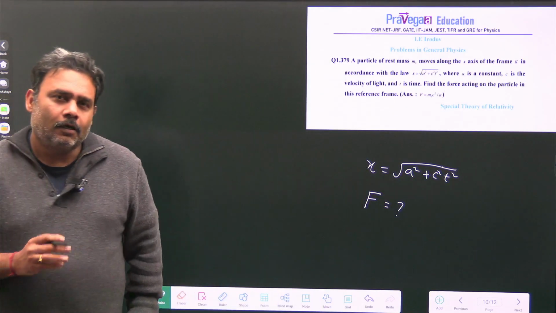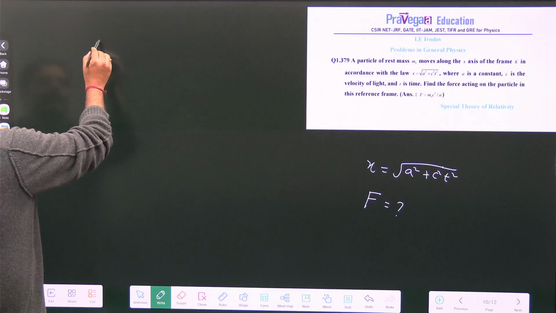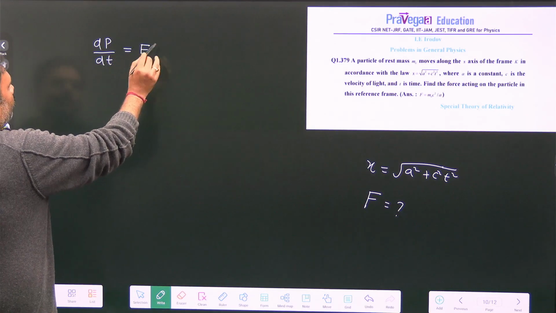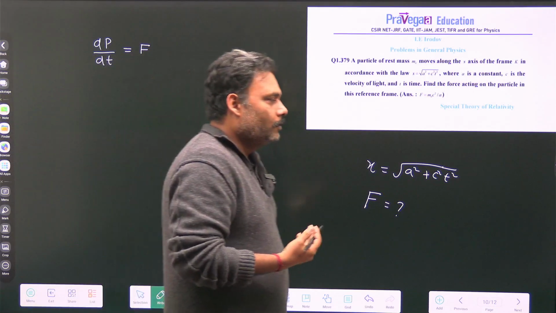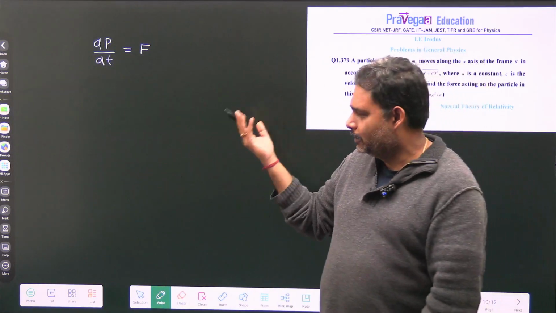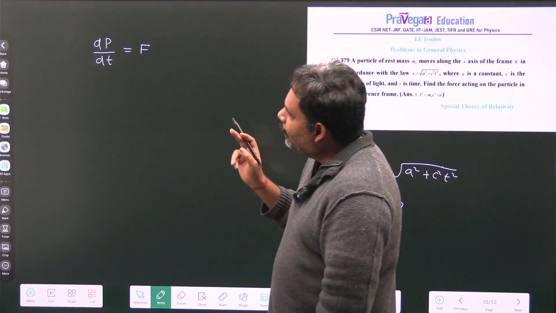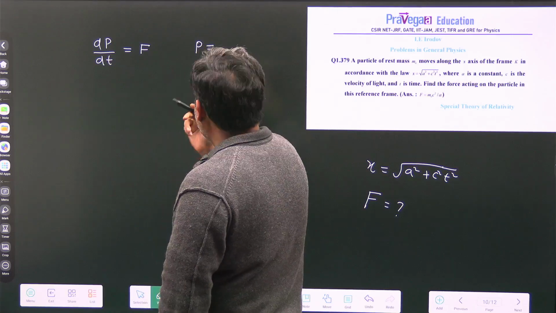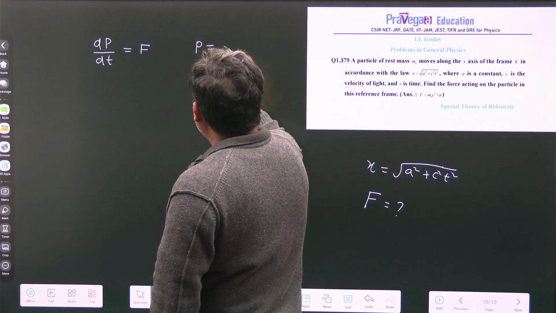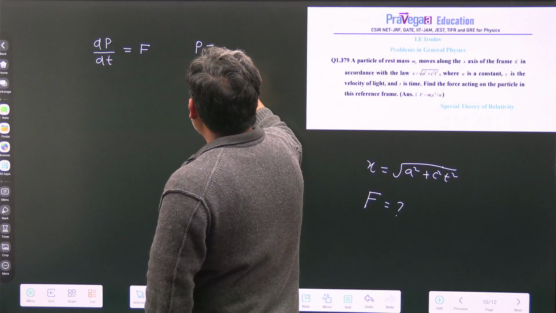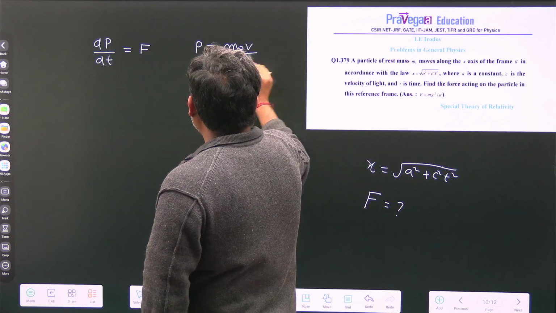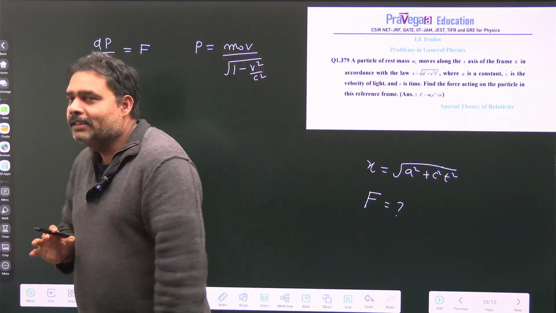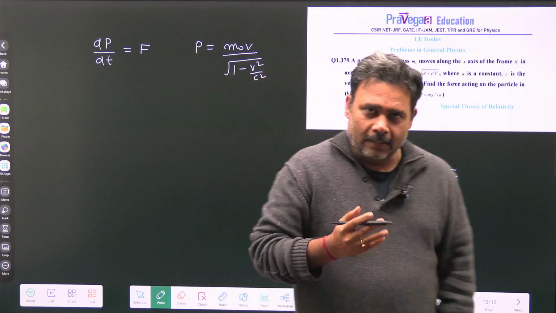So what is Newton's law? Newton's law we can write as dp upon dt, and this is nothing but force. So this is basically the equation of motion, the second law: the rate of change of momentum is force. But if we look at this momentum very carefully, then this momentum is not m naught v, rather it is m naught v upon root under 1 minus v square upon c square. So students, you have to always take care of this type of expression.